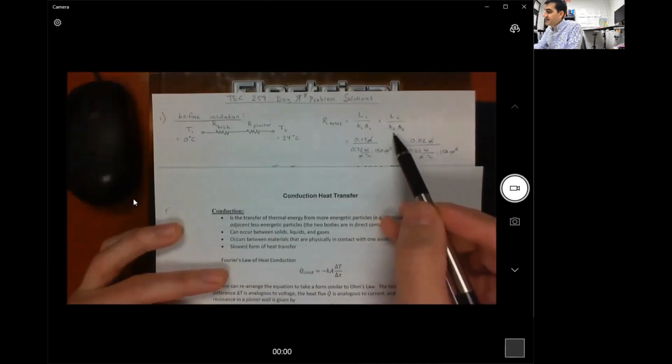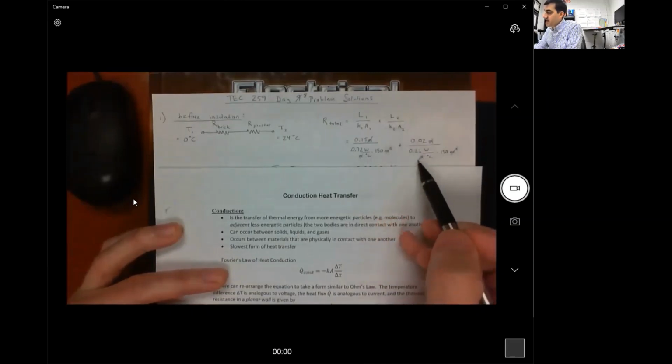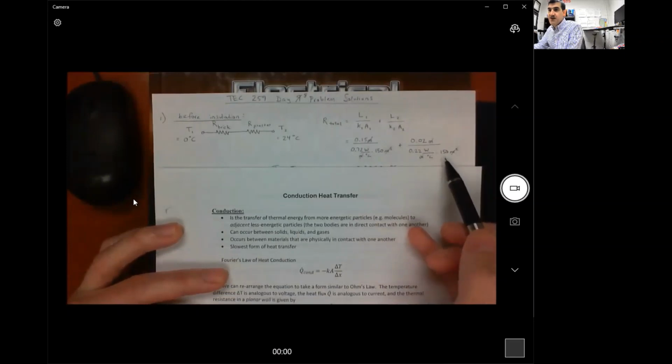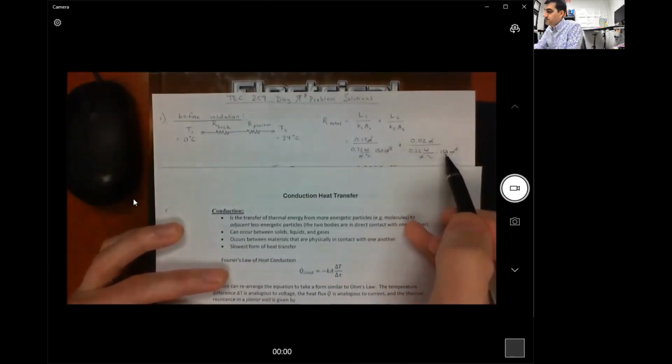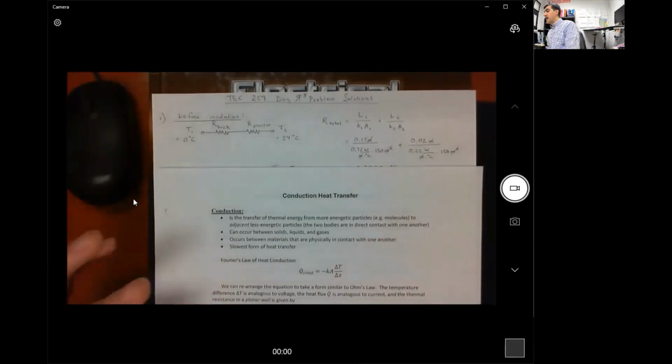And then the thermal conductivity of the plaster was given as 0.22 watts per meter per degree Celsius. And once again, the total surface area that the heat is passing through is 150 meters squared. So that's A2. All right, so now that we've kept our units, we can look at how these units are going to cancel out or not.